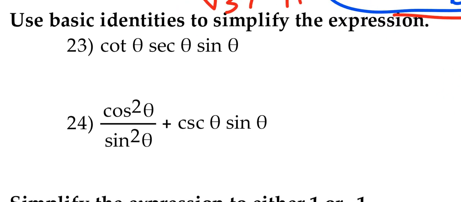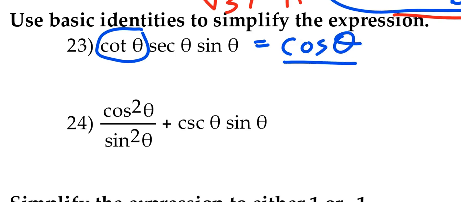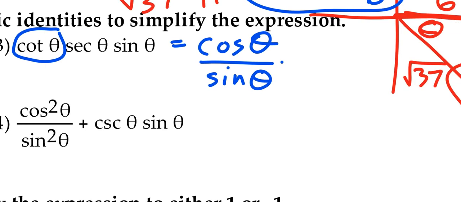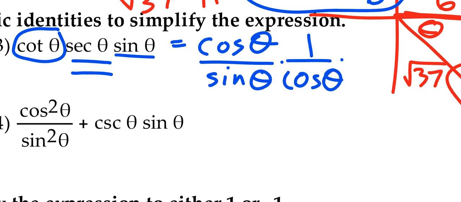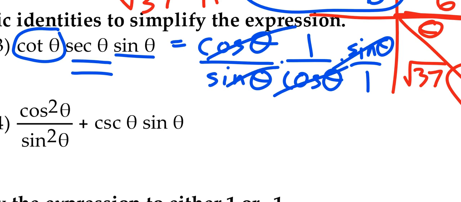Use basic identities to simplify the expression. Okay. What can we put in here for cotangent theta? Cosine over sine. How about secant? What are we going to put in there for secant? 1 over cosine. And then, of course, we have the last but not least, plain old sine theta. Anything cancel out? The cosines and the sines. Wow, that was nice.